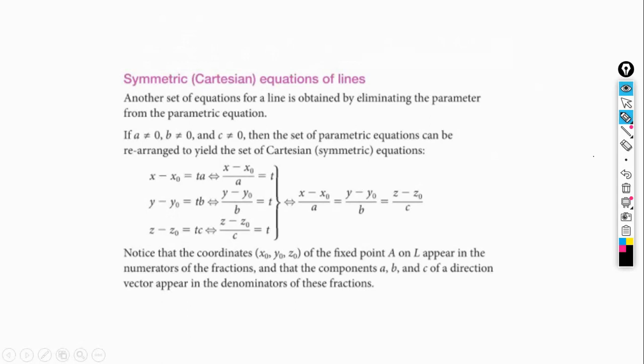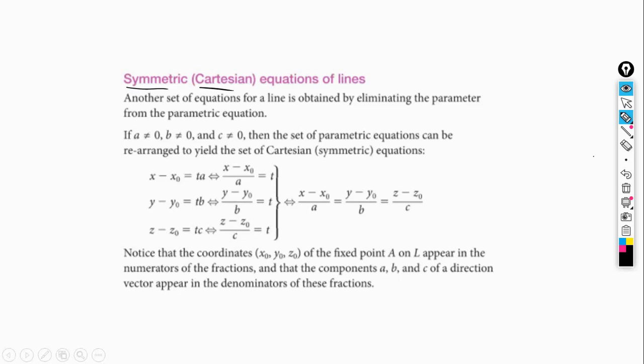So now let's take a look at symmetric or Cartesian equations of lines. Another set of equations for a line is obtained by eliminating the parameter t from the parametric equation. So if A is not equal to 0, nor B, nor C, then the set of parametric equations can be rearranged to yield the set of Cartesian or symmetric equations.